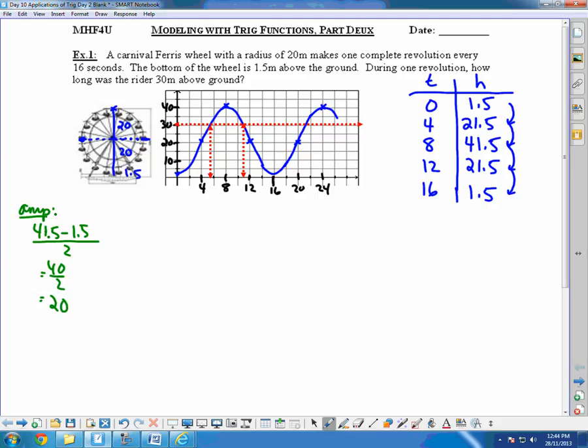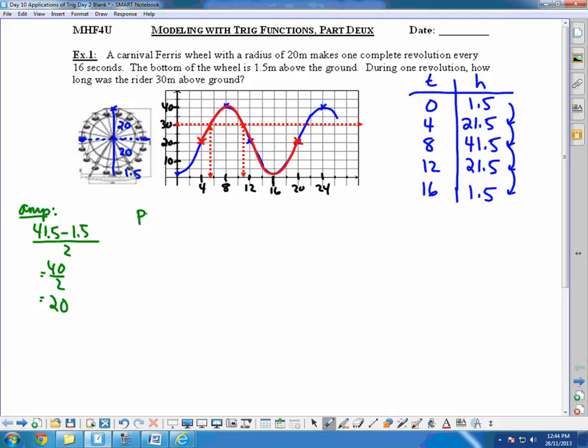Oh, by the way, I haven't even drawn a sine curve. I think a good spot for the sine curve is right here. That's what I'm going to try and measure. Starting here, ending here. Doesn't change the amplitude. The amplitude is still 20.